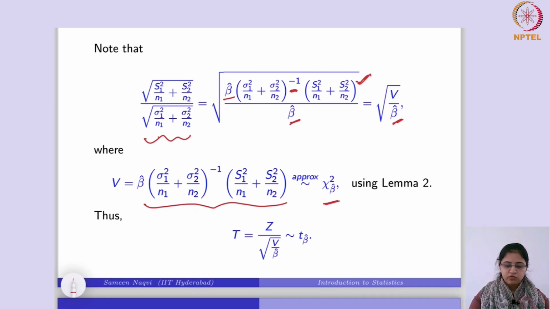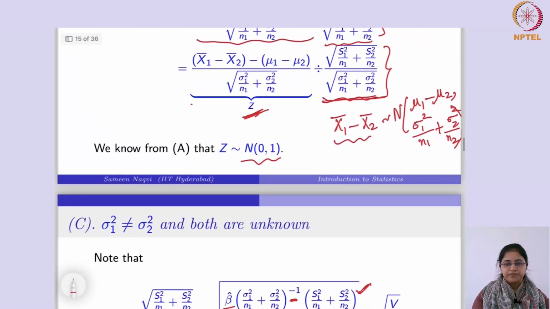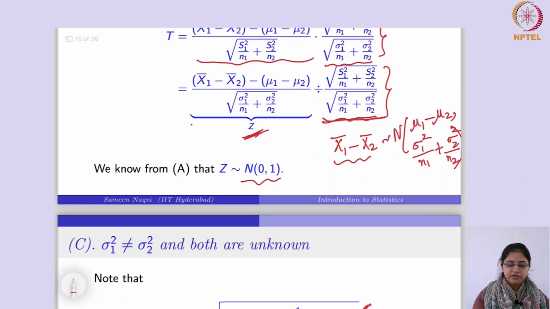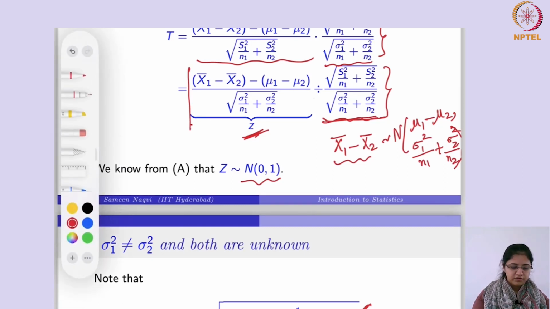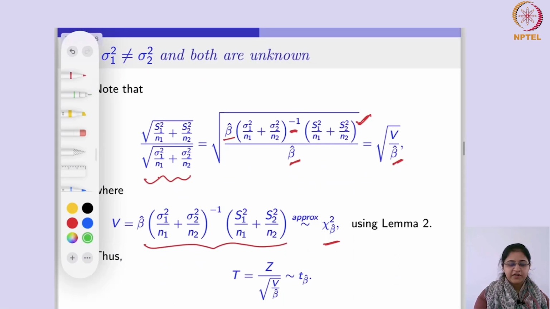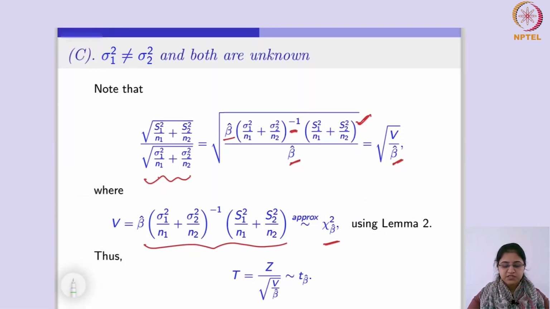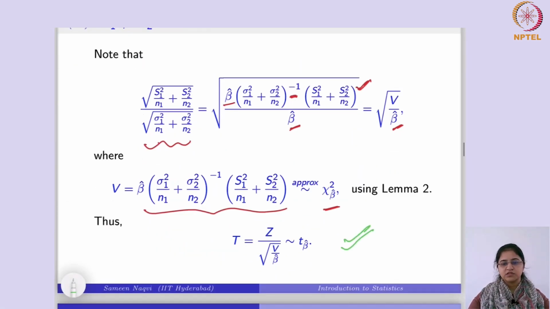So basically now what we have is that Z is already there. This part is the standard normal variate. So this thing over here is your standard normal variate, Z, and you have divided by this quantity over here, which is basically your chi-square with beta hat degrees of freedom. This basically proves your result.